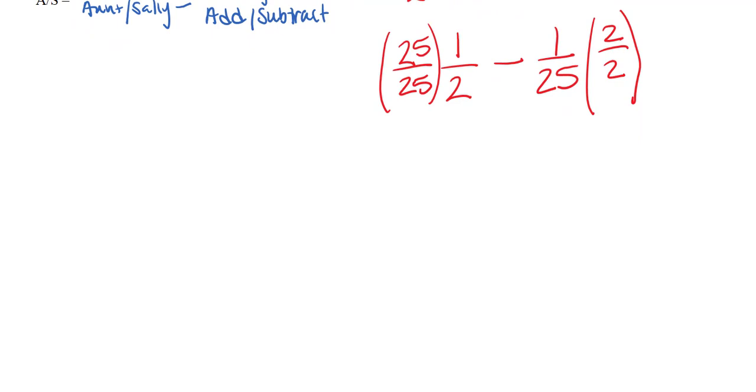So let's go ahead and now solve. We multiply what's on the top, and then we multiply what's on the bottom. That was a really bad color.